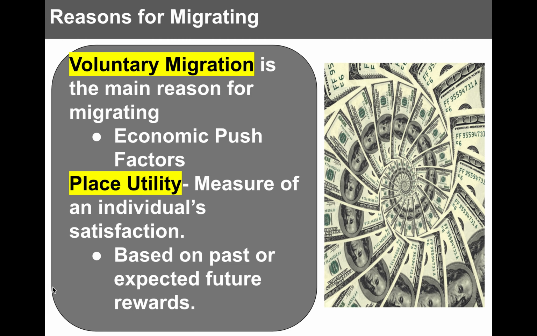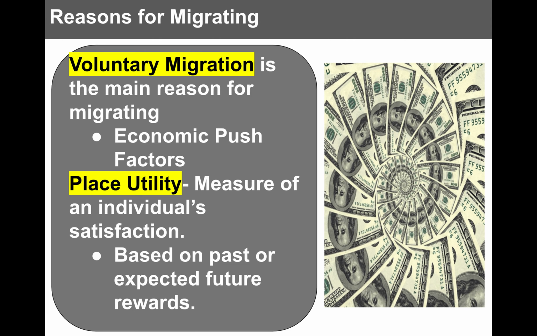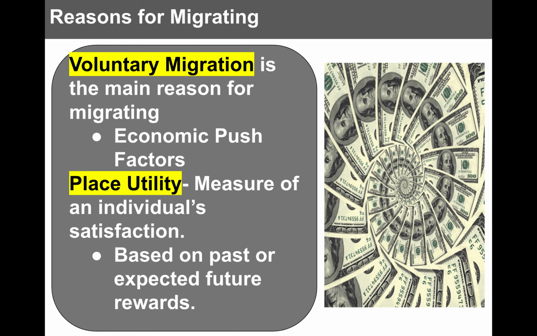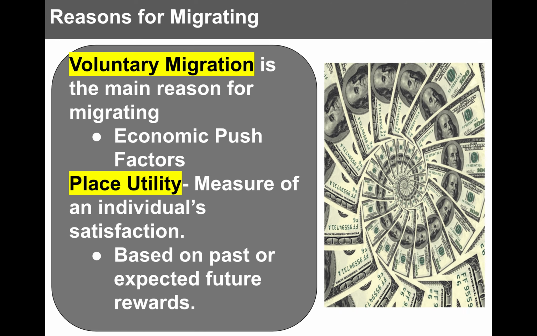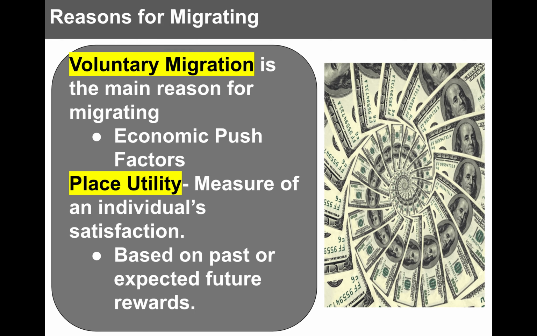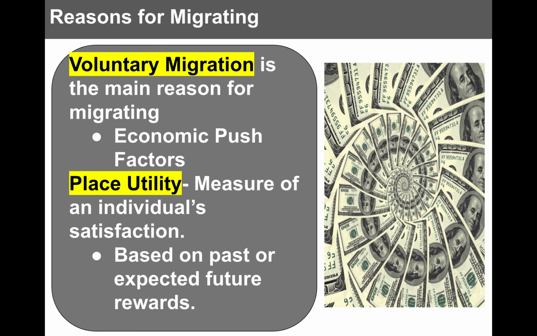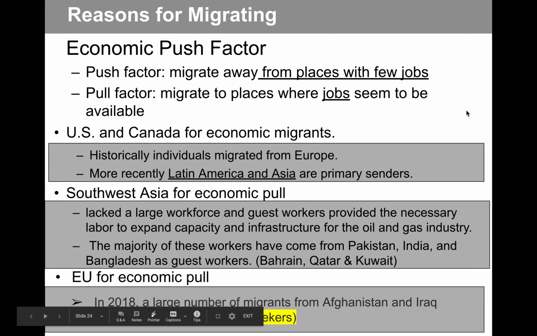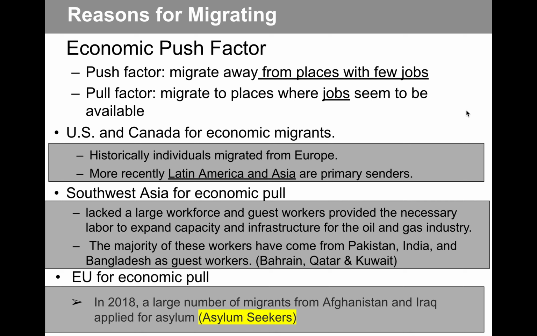Reasons for migrating: voluntary migration is the main reason, because of economic push factors. People migrate for better quality of life and better economic opportunity. Place utility is the measure of one's satisfaction based on past and expected future rewards. Oftentimes they see themselves as having a better quality of life or more satisfaction with migrating. Economic push factors can be migrating from places with few jobs. Pull factors can be jobs, like the opening of a factory or a large multinational corporate headquarters.